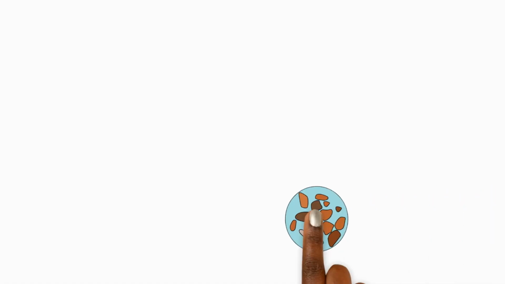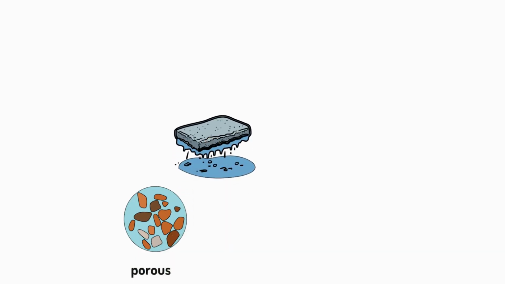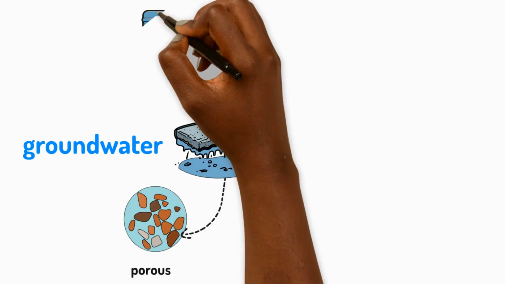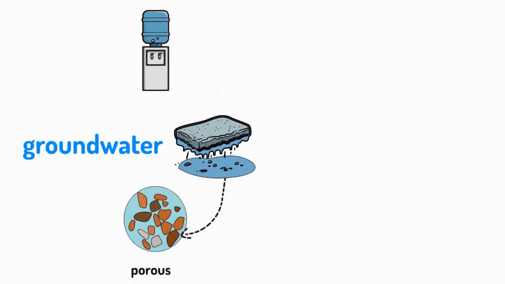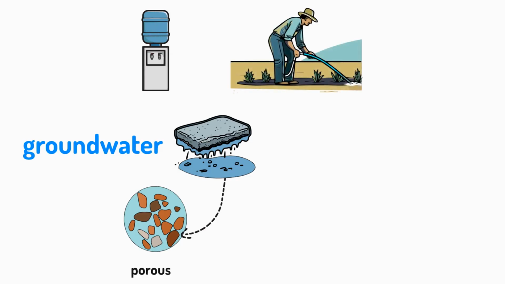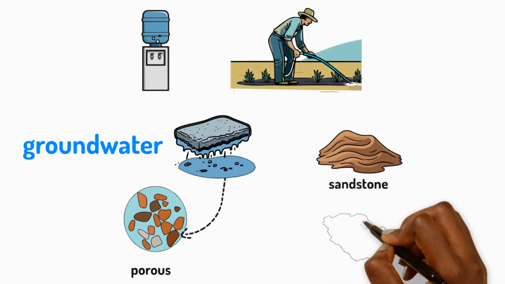But some rocks do have spaces inside them. We call them porous rocks. Water and air can get inside the spaces. The water inside them is called groundwater, and it's very important because we can use this water for drinking or watering crops. Examples are sandstone and limestone.